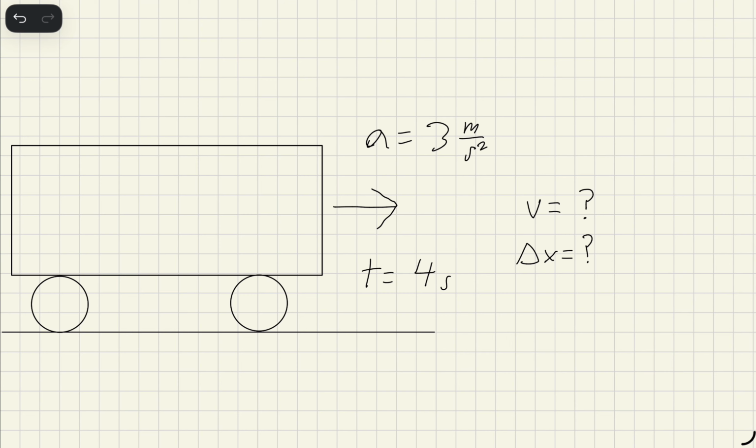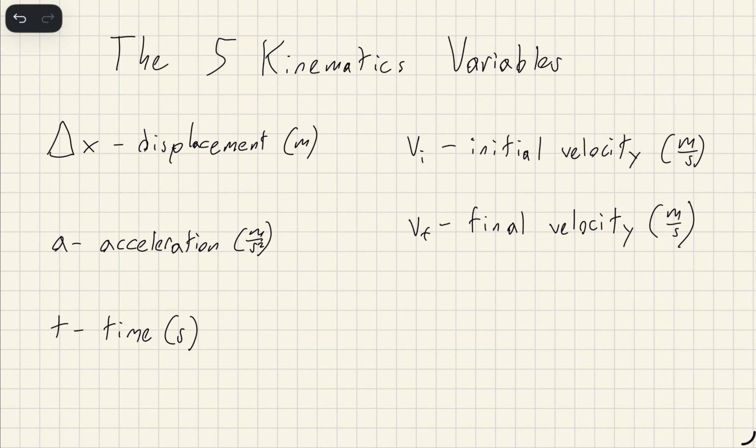By the end of this lesson, you'll know how to choose the correct kinematics equation and solve problems like this step by step. There are 5 key variables for kinematics. Delta x, the delta is the Greek letter here, which just represents a change in x, is displacement measured in meters. Acceleration, denoted by a, is measured in meters per second squared. Time, denoted by t, is measured in seconds. And then both initial velocity and final velocity are measured in meters per second.